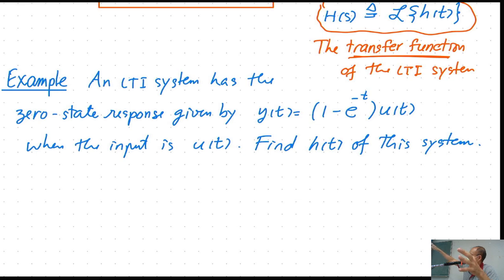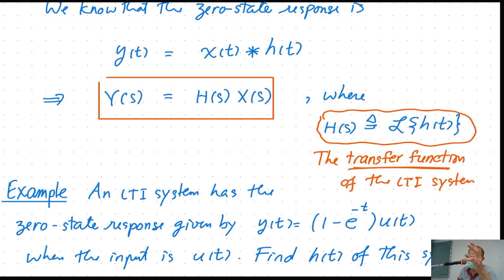And then we have ys and xs. From ys and xs, we have this, right? The question actually tells us these two functions. Once we know these two functions, we'll be able to calculate hs, right? And once we know hs, we will be able to find ht by taking the inverse Laplace transform.